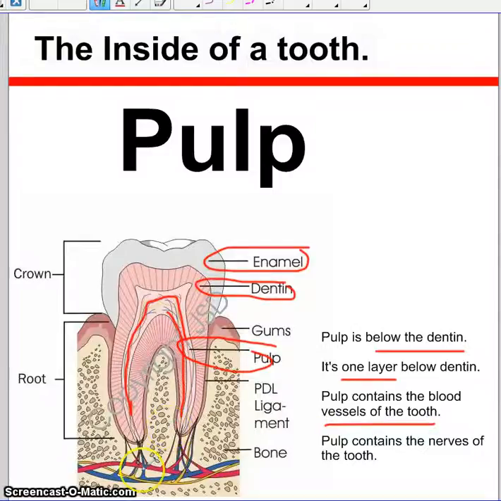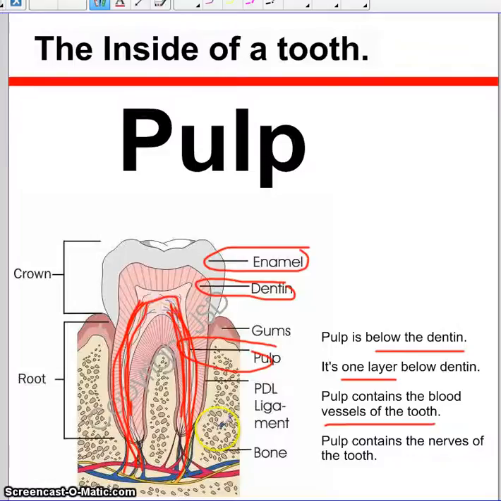Ever have a bloody tooth? Guess where those blood vessels start to come up from? Below your gums and up into your pulp. So your teeth get fed blood, believe it or not, from your body because a tooth needs blood to survive, and blood rushes through the pulp.